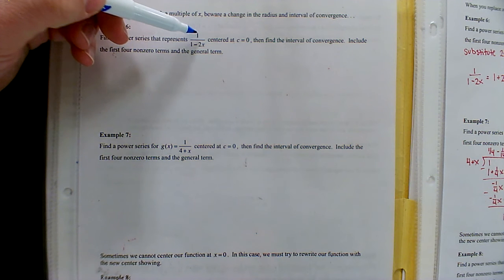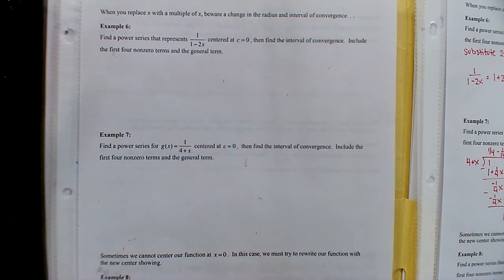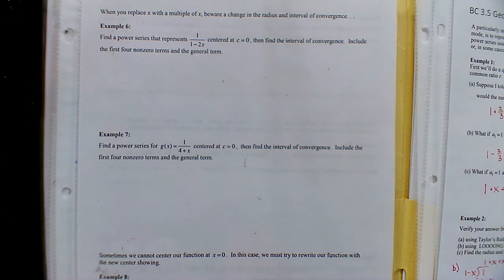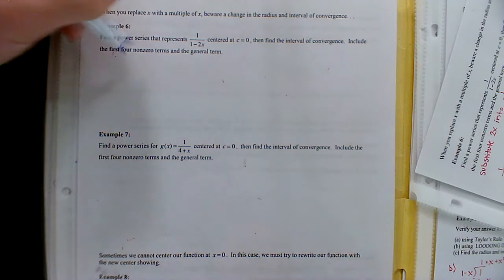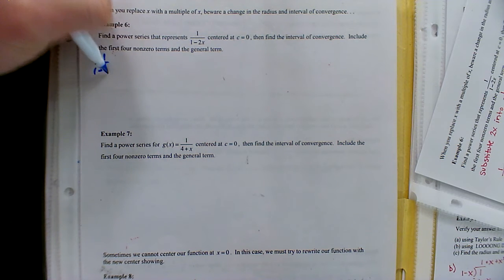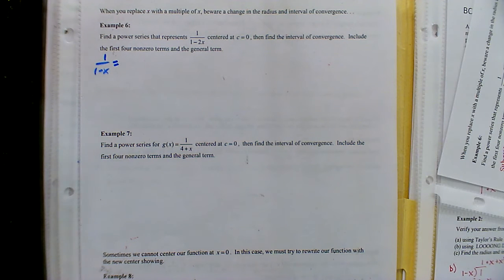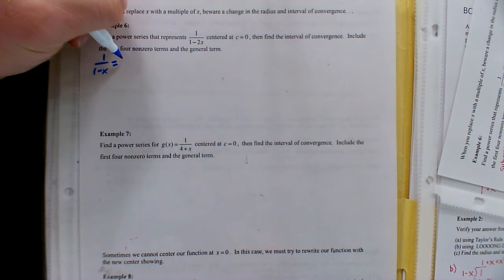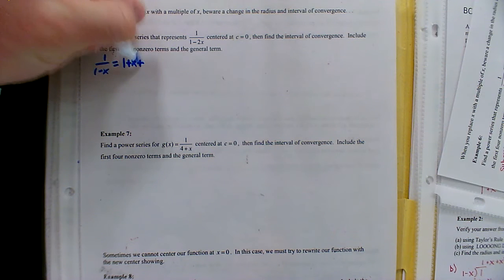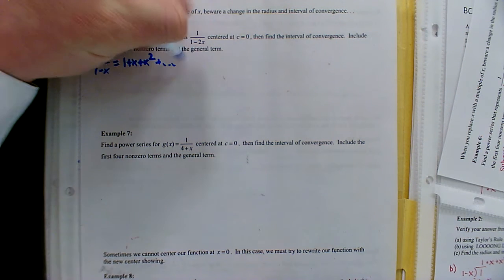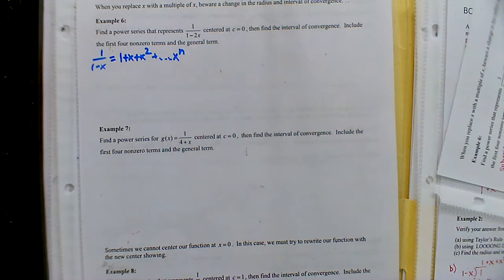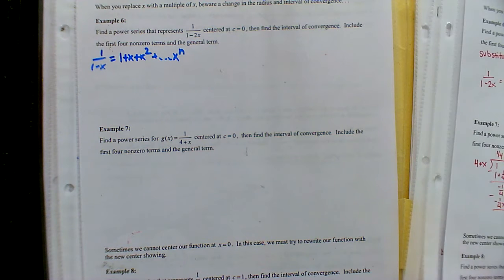So again, what's changed? We have 1 over 1 minus x, the one we had memorized. Since it's been a while, let's write the 1 over 1 minus x again just as a refresher. Does anybody remember what the 1 over 1 minus x power series was? Isn't it just like 1 plus x squared plus... Yeah. Okay, so that's the 1 over 1 minus x.